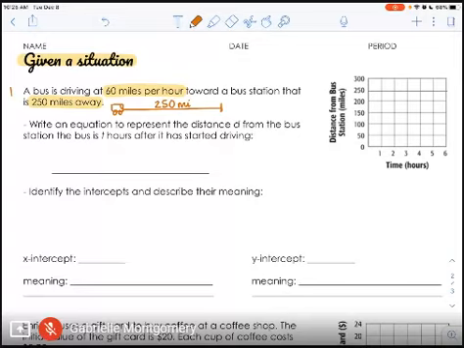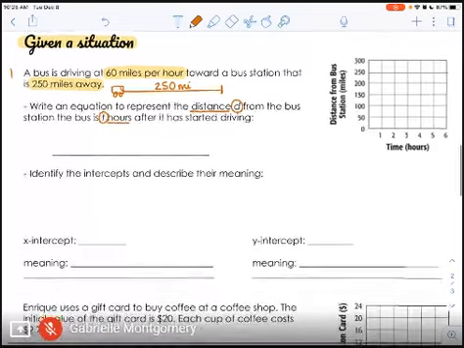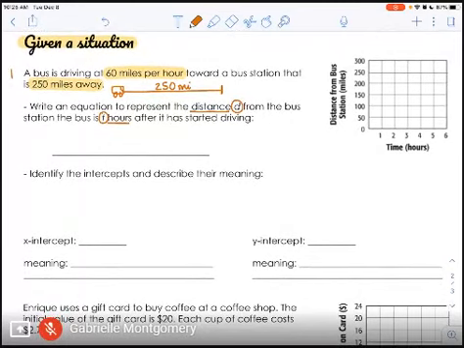So first, I'm being asked to write an equation to represent the distance, D, from the bus station that the bus is, T hours, so I've got distance and time, hours, after it has started driving. So I'm just going to ask you to try and follow along with my thinking here. We've done a little bit with writing linear equations given a situation, but I understand this might be pushing your limit a little bit. So just follow along and try and understand my thought process as I think through this.